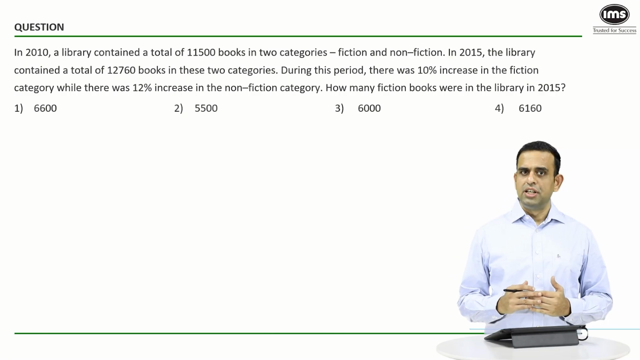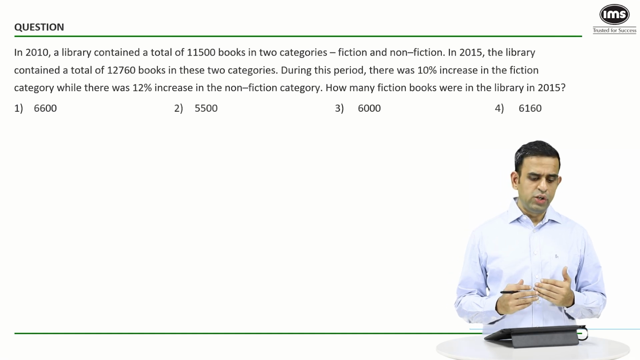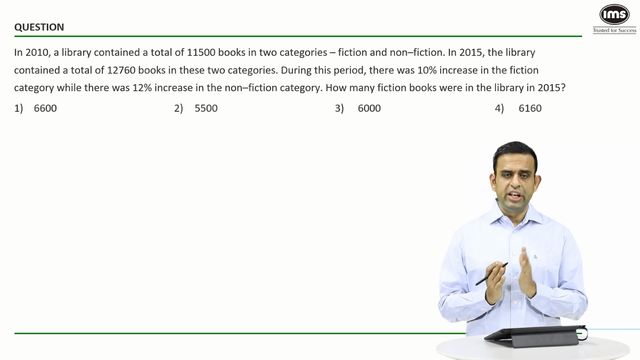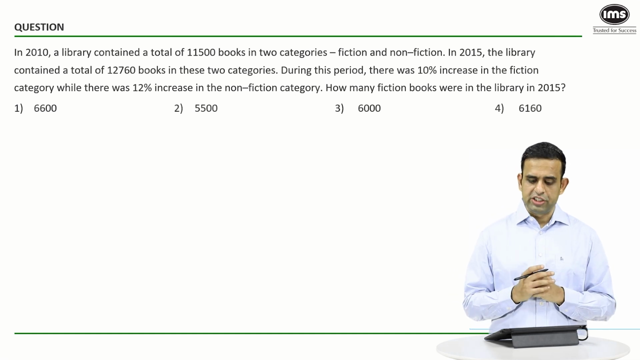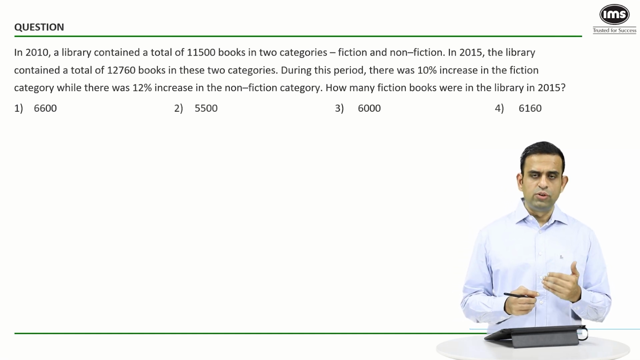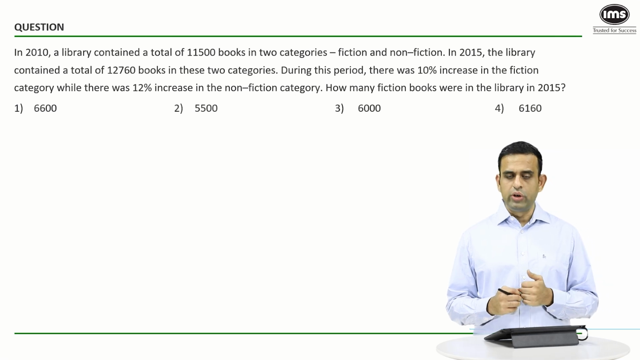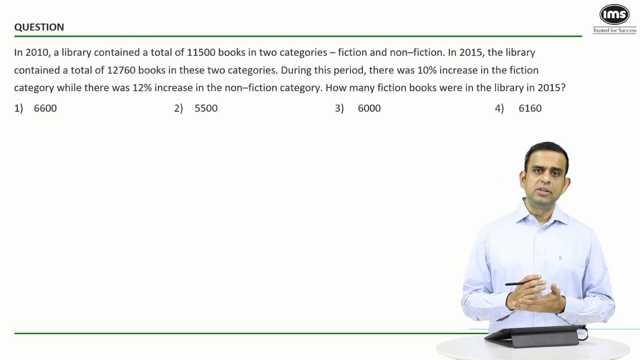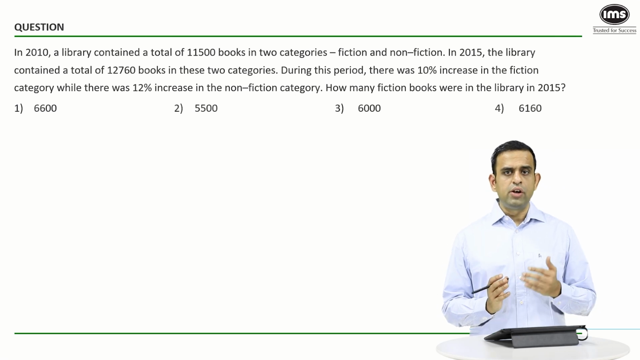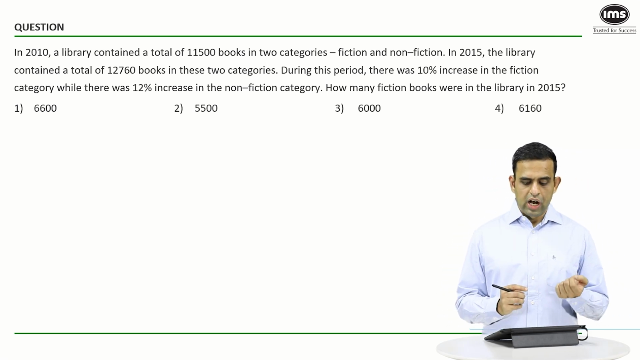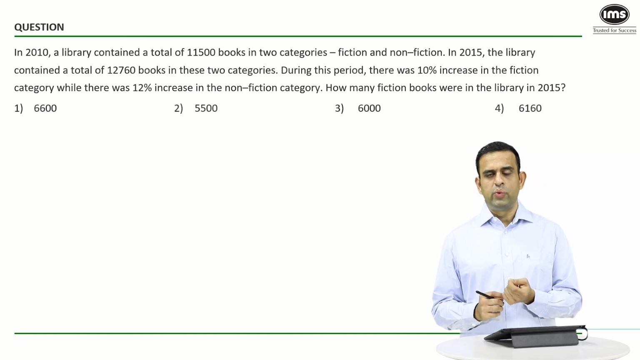So in this particular sum, the question goes like this. In 2010, a library contained a total of 11,500 books in two categories, fiction and non-fiction. In 2015, the library contained a total of 12,760 books in the two categories mentioned. In this period, we have seen that there was a 10% increase in the fiction books and a 12% increase in the section of the non-fiction books. How many fiction books were in the library in 2015?